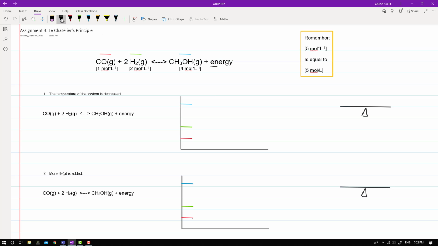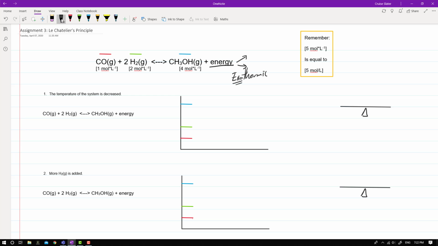The fact that the energy is on the right-hand side of the equation as a product means it's producing energy. It's giving off energy. In chemistry, we call this exothermic. This will be more important in a future class, but for now, it's good to note that energy on the right as a product means exothermic. It's giving it off, exo.